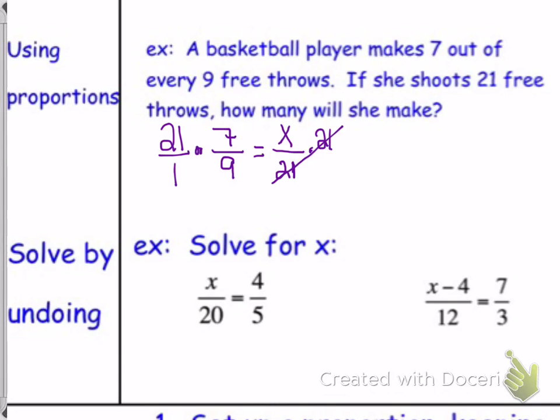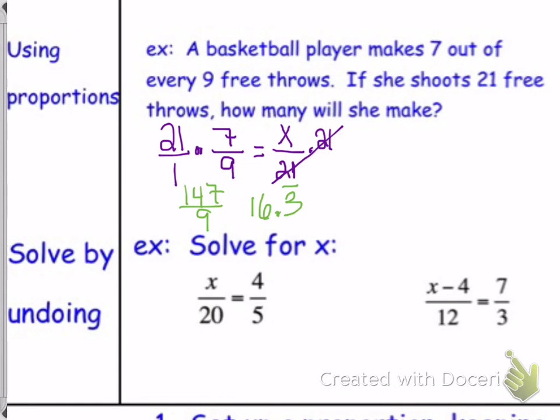So we'll do 21 times 7 and 9 times 1. So 21 times 7 is 147 divided by 9 equals about 16.3 repeating. So that means that she will make about 16 1/3 of her free throws if she shoots 21.